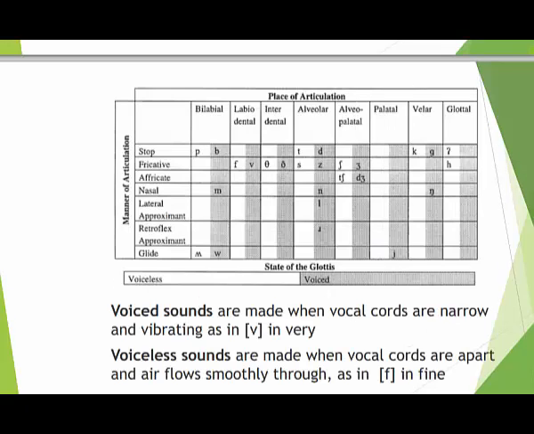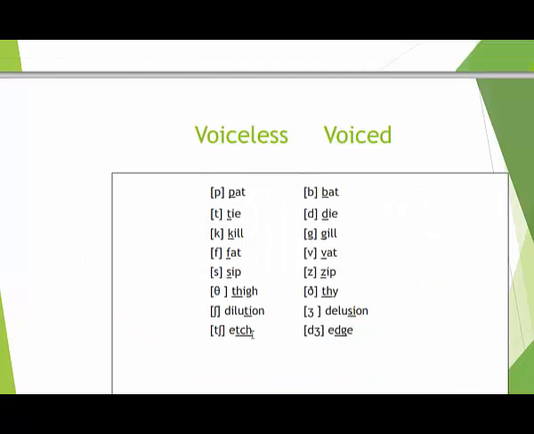Voicing is really easy to understand. Voiced sounds are made when the vocal cords are narrow and vibrating, as in the sounds v and th. Voiceless sounds, on the other hand, are made when the vocal cords are apart and the air flows smoothly through, as in f, the f sound as in fine, or the th sound as in thigh. And as you can see on the chart, voiced sounds are shown in white, where voiceless sounds are shown in gray. And here's just a quick look at voiceless sounds versus voiced sounds.